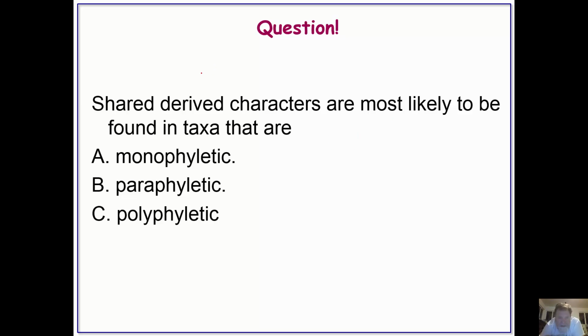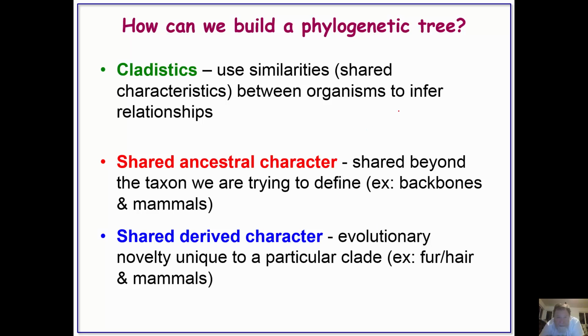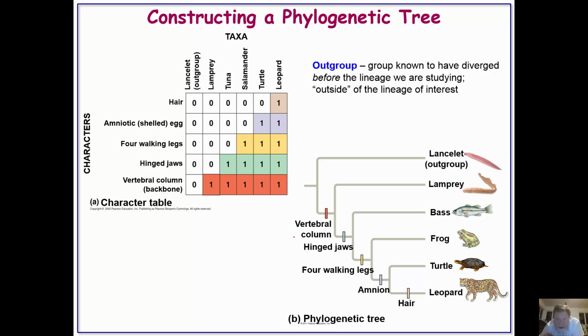Again, shared derived characteristics are more likely to be found in taxa that are A, monophyletic, B, paraphyletic, or C, polyphyletic. Can we build a phylogenetic tree? Cladistics uses similarity, shared characteristics between organisms, to infer these relationships. And then we already talked about shared ancestral characters and shared derived characters. It's the second time that we've talked about it.